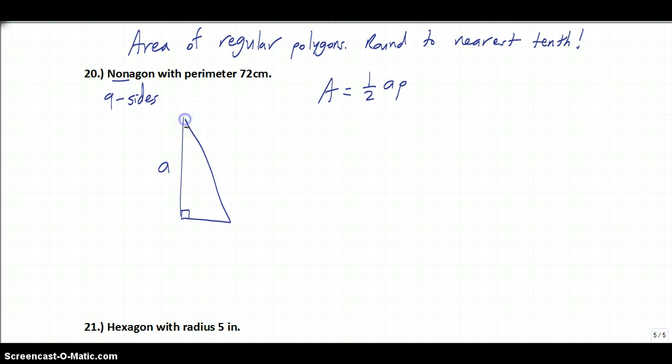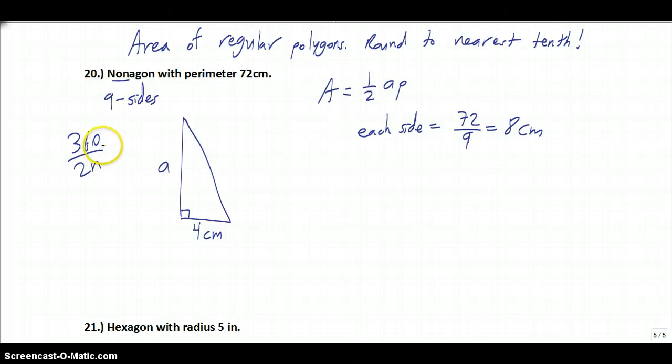So we need to figure out basically the side length down here. Well, if there's 9 sides, and the perimeter is 72, that means each side would be 72 divided by 9, which is 8 centimeters. Well, in our little triangle, we use half of that, so this will be 4 centimeters. The only other thing we need to do is figure out this angle, and that's 360 divided by twice the number of sides. And, of course, 360 divided by 18 is 20.